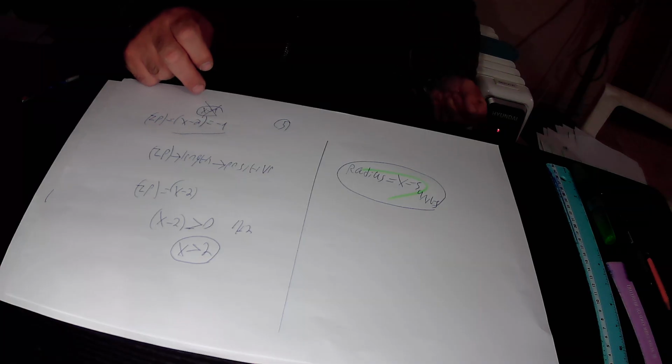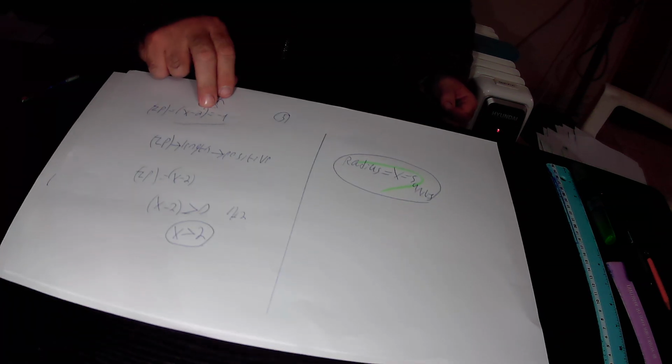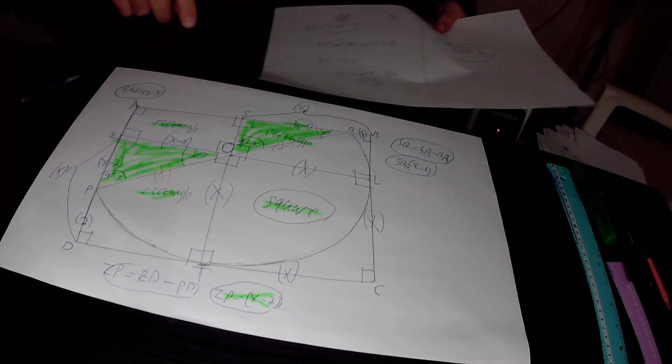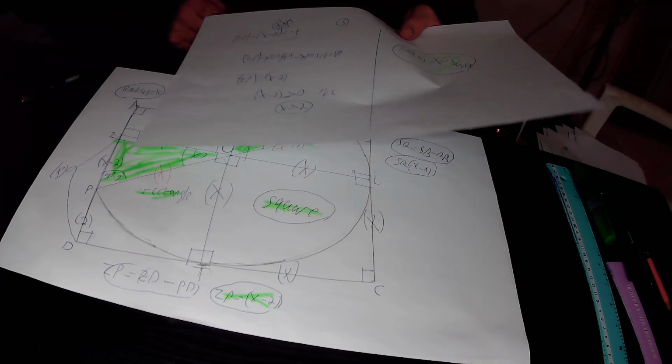So we have two different reasons that x can never be equal to 1. So we cancel the solution that x equals 1, and we take into account the first solution for x. This is actually the radius of this semicircle: x equals 5 units in length.